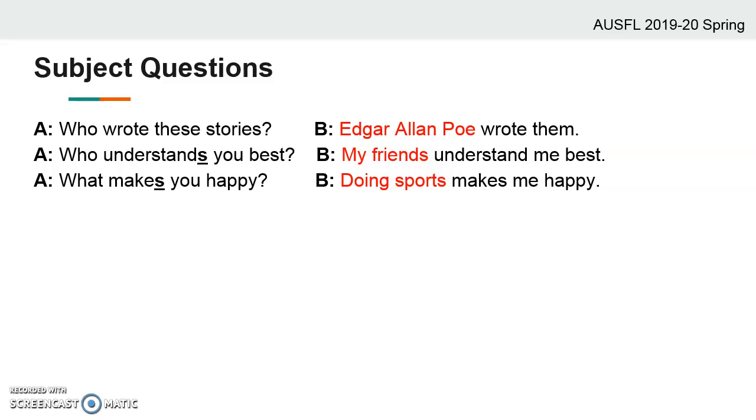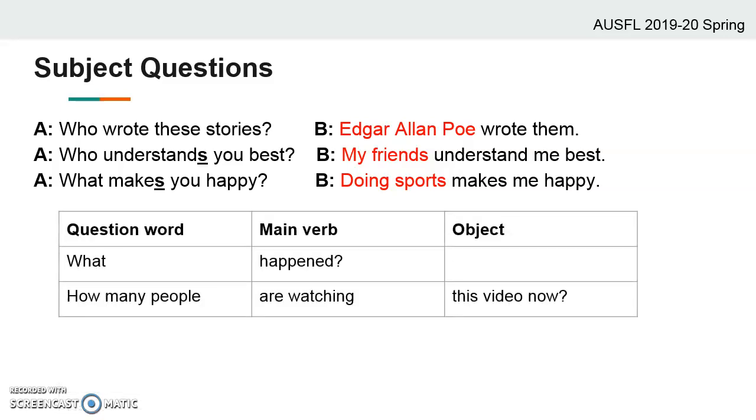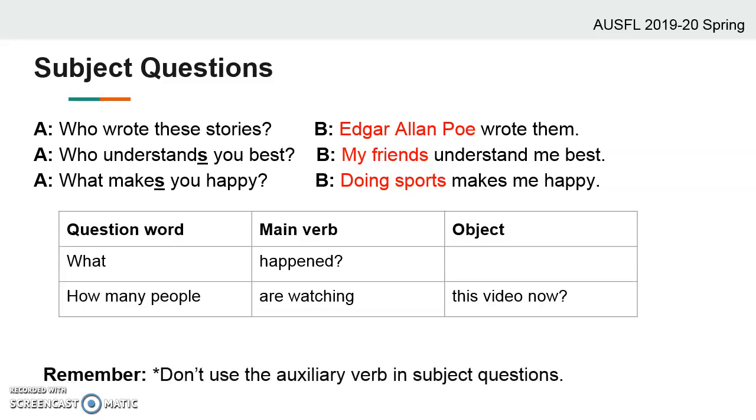The subject doesn't always have to be a person. It can also be a thing, like in this example, what makes you happy? Doing sports makes me happy. Doing sports is the subject, but it's not a person. What makes you happy is a subject question. Now, pay attention to word order in these questions. We don't use auxiliary verbs in subject questions. Use the question word and then the main verb in the correct form.